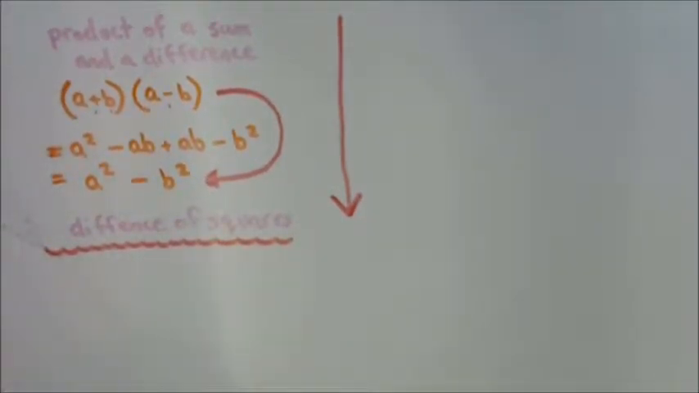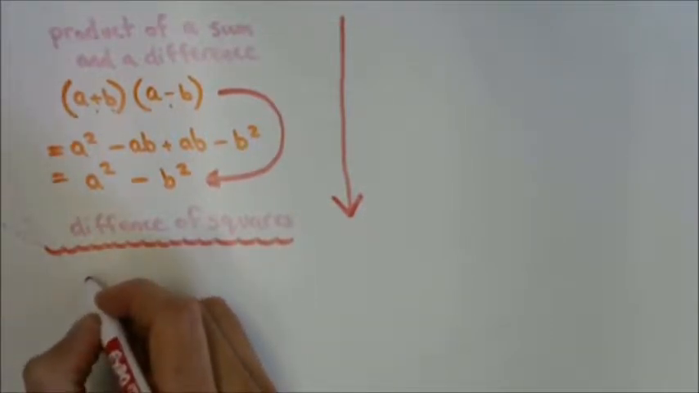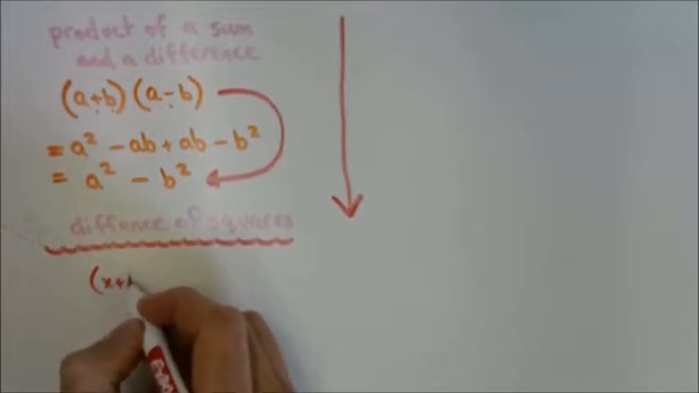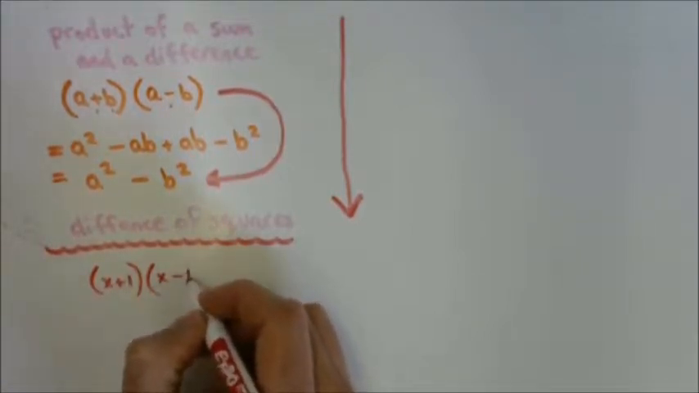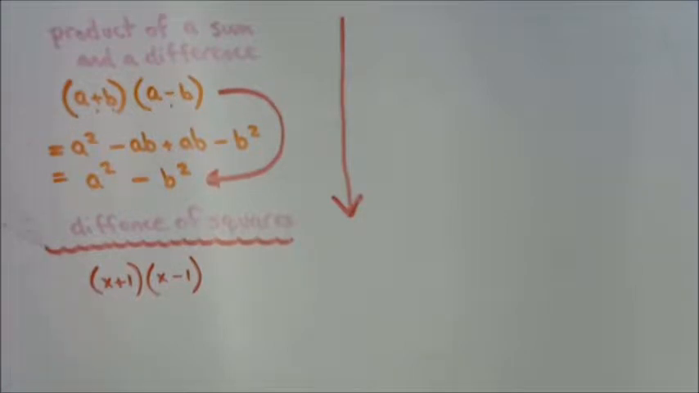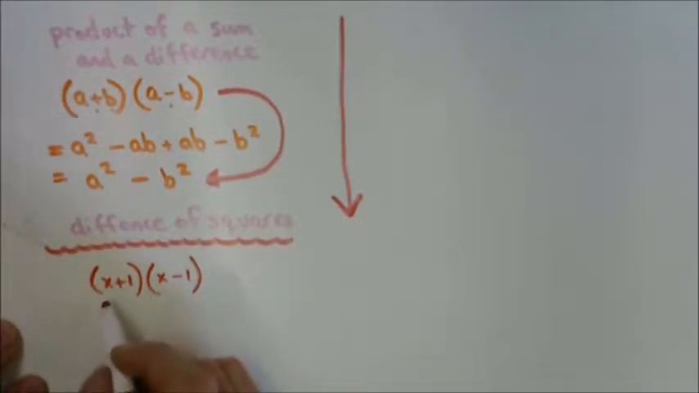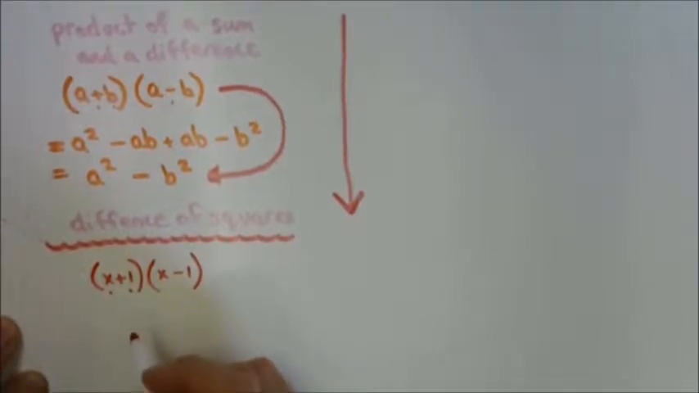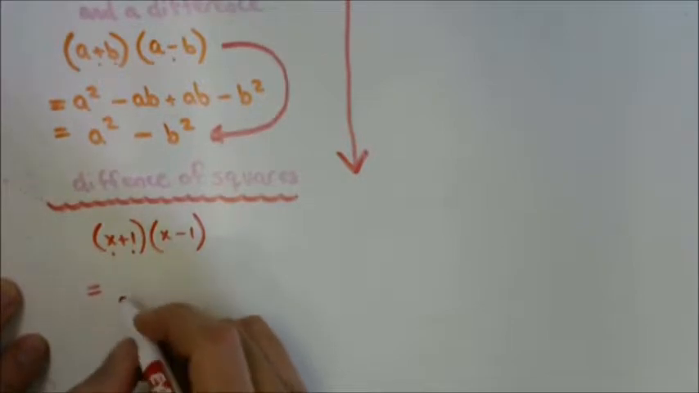Let's see a couple quick examples. This should be review, so we'll do just a couple. Let's see what happens if we take x plus 1 times x minus 1. What do you notice? It's a product of a sum and a difference. Okay, good. So, what's A? x. Okay, so A is x. What's B? 1. So we know we can skip right down using our pattern.